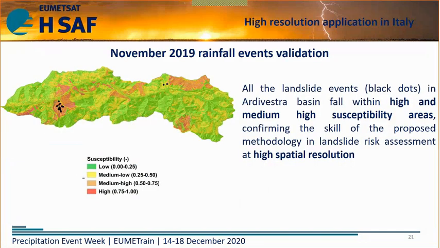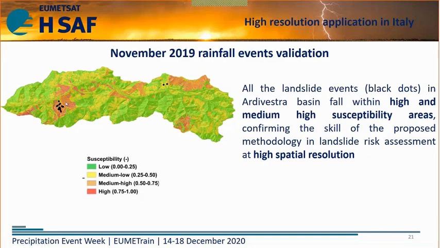Here we validate the procedure by considering another rainfall event in November 2011, and here you can see how the black dots that represent the recorded landslides fit well within the area characterized by high probability of occurrence.